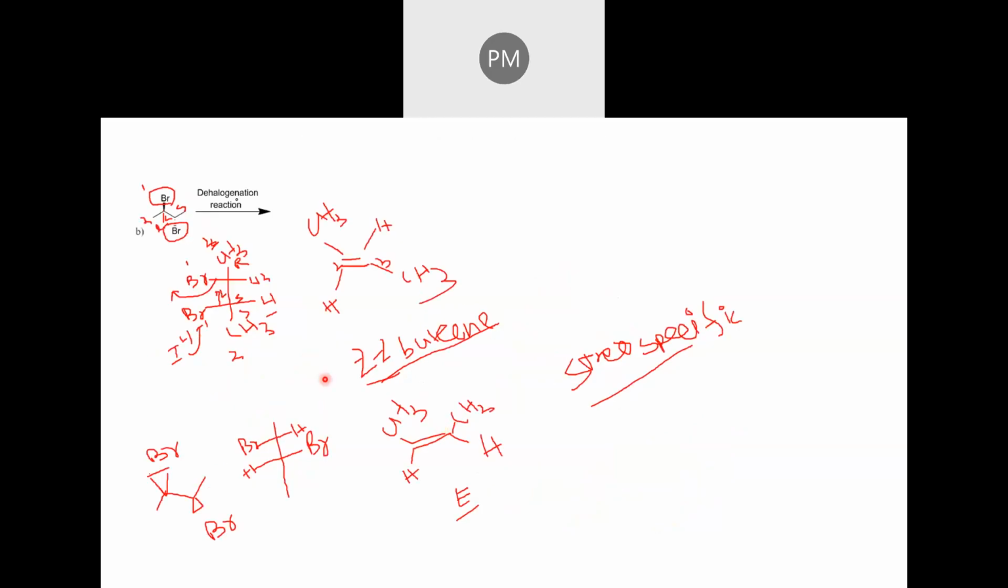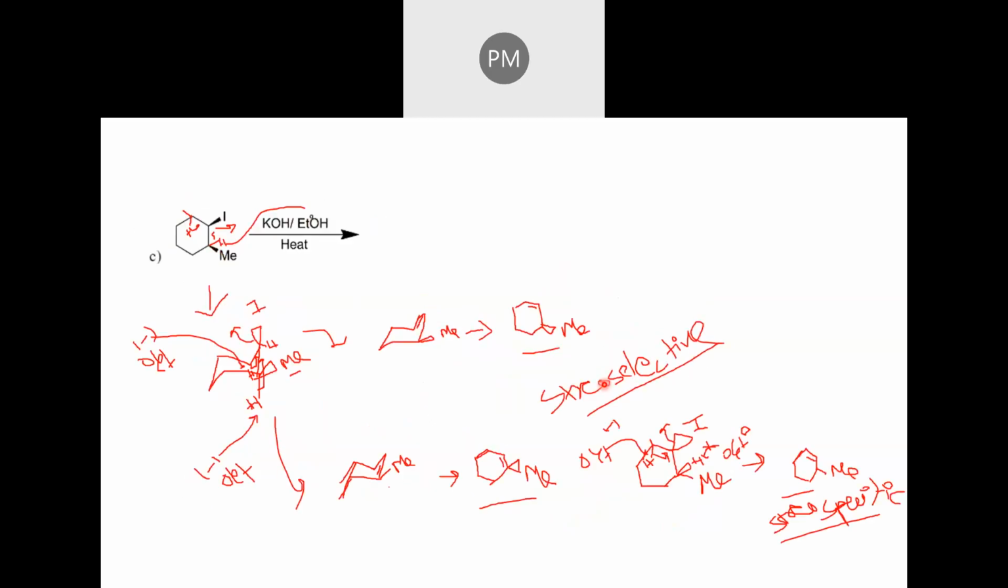In the next example, the dehalogenation reaction, our bromide is removed, so we are getting a double bond here. In this case we are getting Z-2-butene, but if we use the other product like this, we are getting E-butene. This one is an example of a stereospecific reaction.